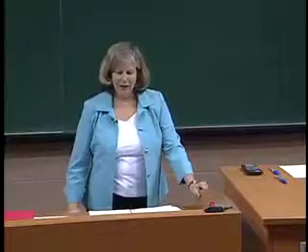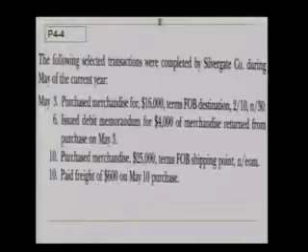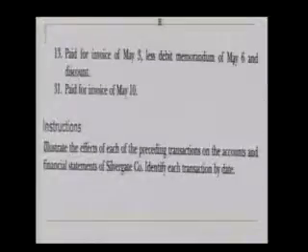It's very similar. These are purchase transactions for Silvergate Company during May of the current year. So they bought merchandise, they pay freight, they pay their invoices. Illustrate the effects of each of the preceding transactions on the accounting framework.